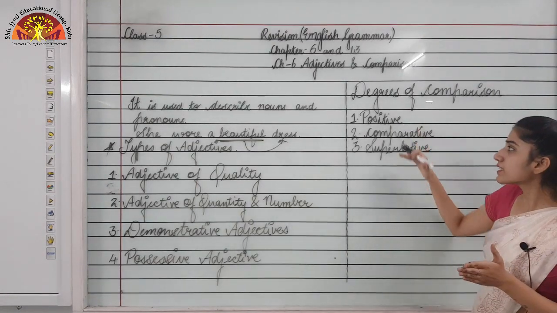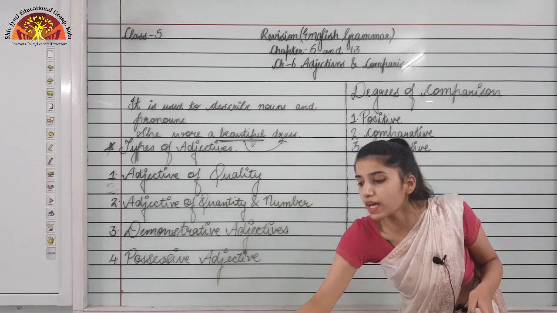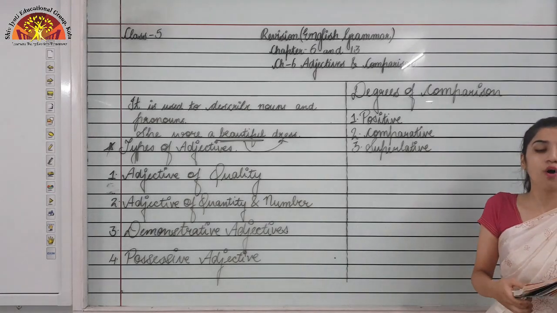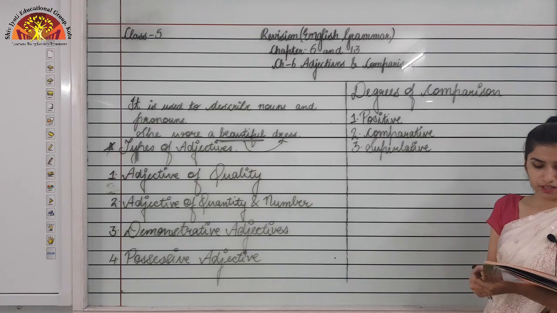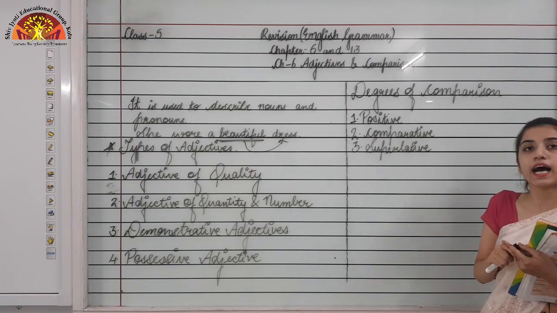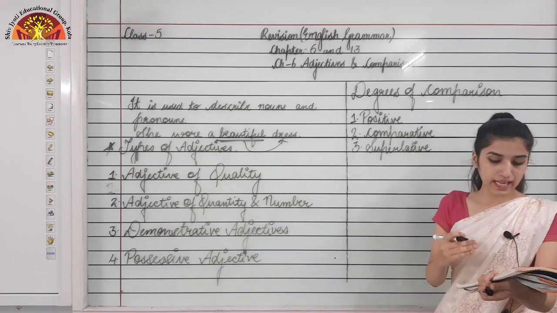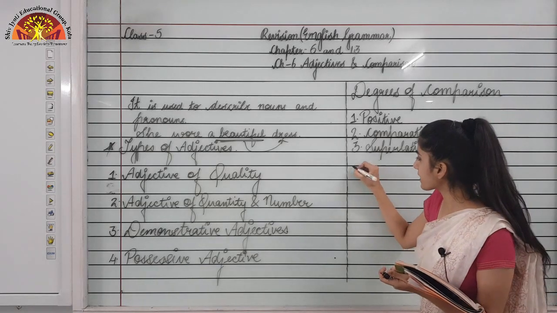Now these are the 3 degrees. There are some ways to form these 3 degrees. You can find them on page number 27 of your book. There are various ways of forming comparative and superlative degrees. Some ways written in your book are adding er or est. So I am writing some ways.